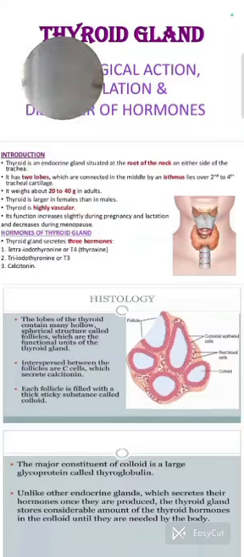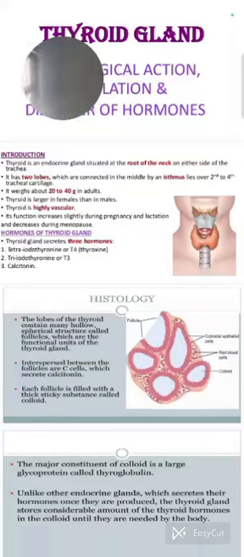The thyroid gland is an endocrine gland which is situated at the root of the neck on either side of the trachea. Endocrine means it is a ductless gland. These are glands that secrete chemical substances called hormones, which are directly released into the bloodstream.